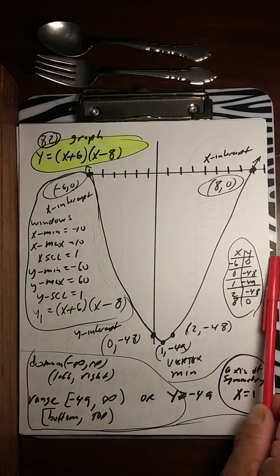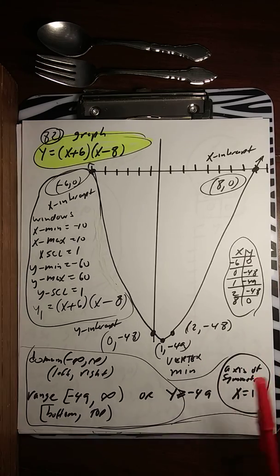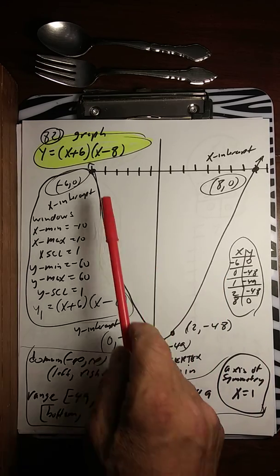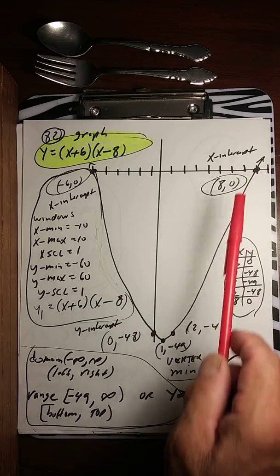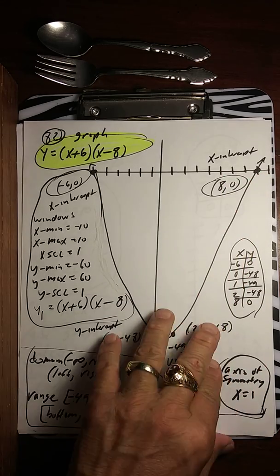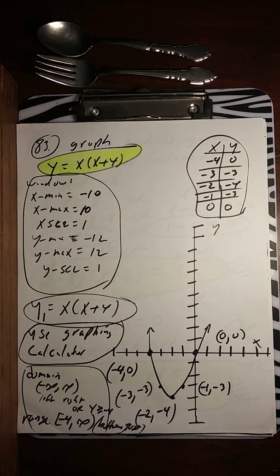So now, points from the graph, there they are. And again, put it in the calculator. You can get these points right there and do a trace. Let's put it in the calculator also.